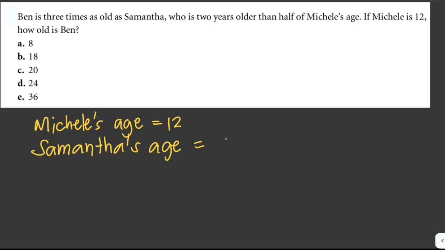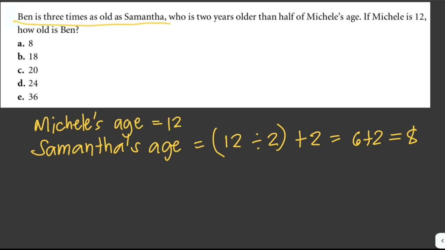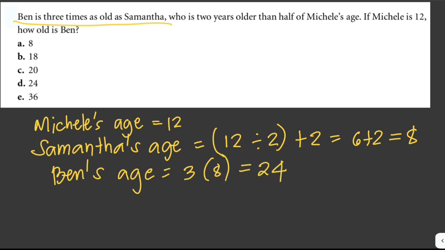is just half of Michelle's age, 2 years older than half of Michelle's age. So this is plus 2. So this is just 6 plus 2, which is just equal to 8. And now it says here that Ben is 3 times as old as Samantha. So Ben's age is just 3 times Samantha's age. So that would be equal to 24. So the answer here is letter D.